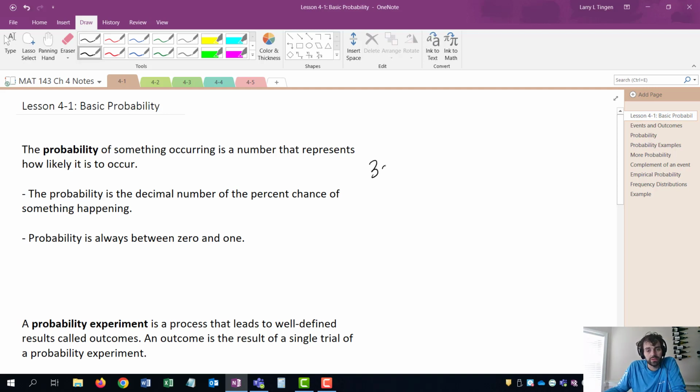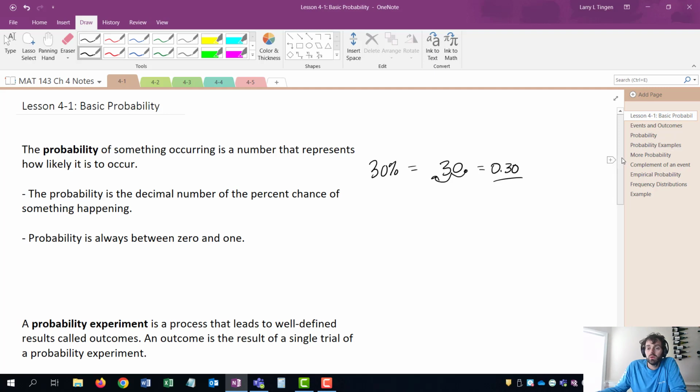So probability is the decimal representation of the percentage chance of something happening. So if you looked at the weather today and they said there's a 30% chance of rain, convert percent to a decimal. To go percent to decimal, you drop the percent sign, you move 2 places to the left. And we find this to be our probability. So our probability is 3/10. So if something has a 30% chance of occurring, the probability of it occurring is 3/10.